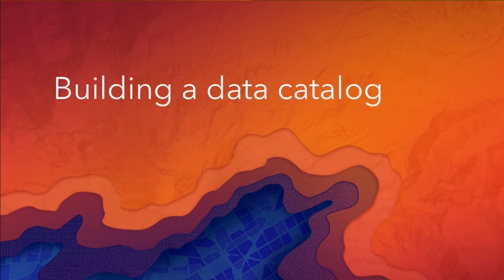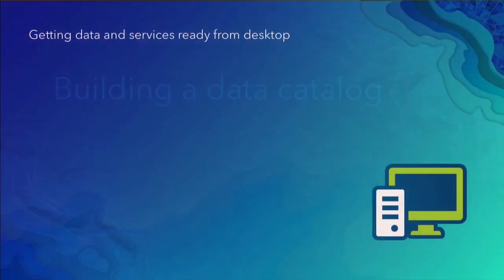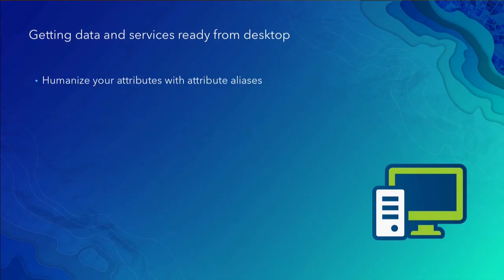All right, so next up is building a data catalog. There's a lot here, so I'm going to give you a bunch of best practices about your services, and you can argue with me if they're not right or not, but I think they are. First is humanizing your attribute values with attribute aliases.